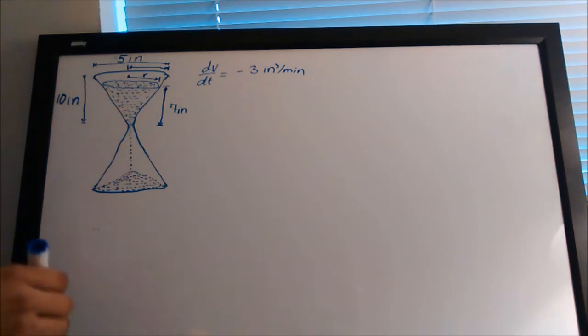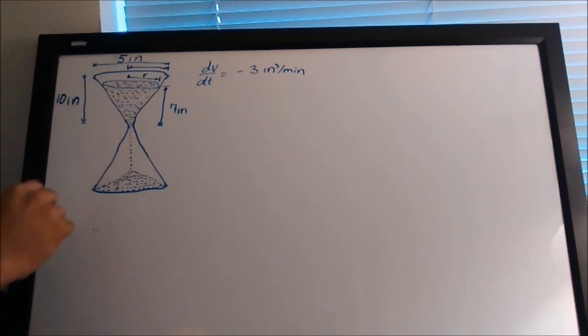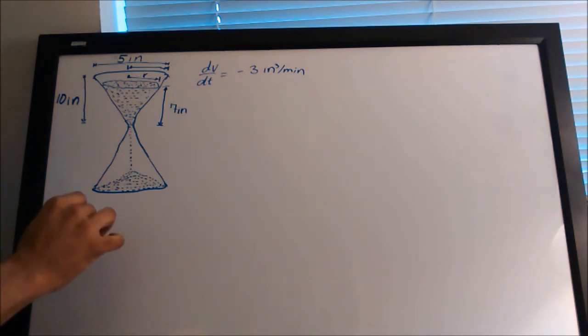Now, we know that we need an equation that relates the information they give you with the information that they're asking for. So this equation, I'm going to write it here from geometry, is the volume of the cone, which equals a third pi times r squared times height.